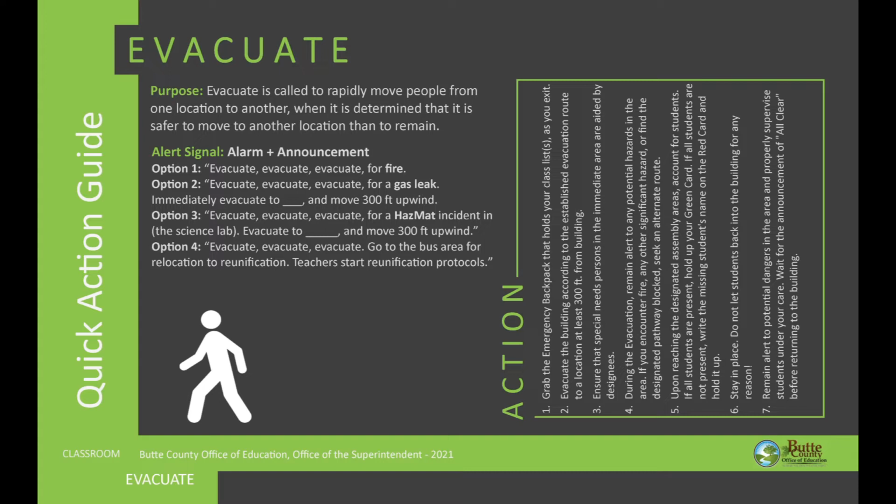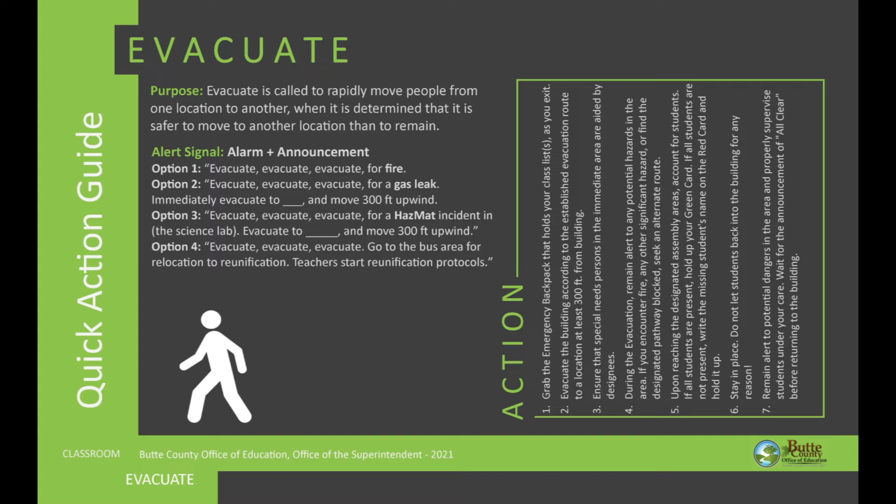Number 5, upon reaching the designated assembly areas, account for students. If all students are present, hold up your green card. If all students are not present, write the missing student's name on the red card and hold it up. Notice we are not placing numbers on the red card at this time. Number 6, stay in place. Do not let students back into the building for any reason. Number 7, remain alert to potential dangers in the area and properly supervise students under your care. Wait for the announcement of all clear before returning to the building.